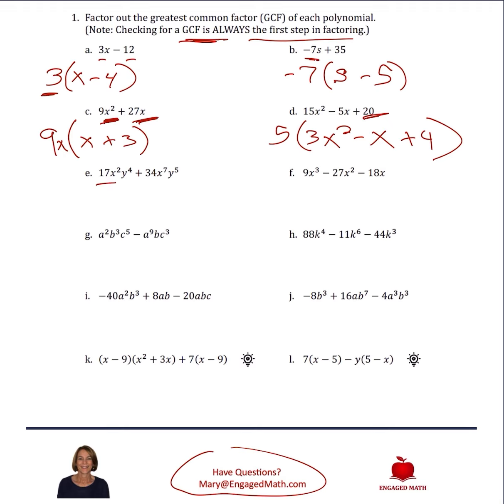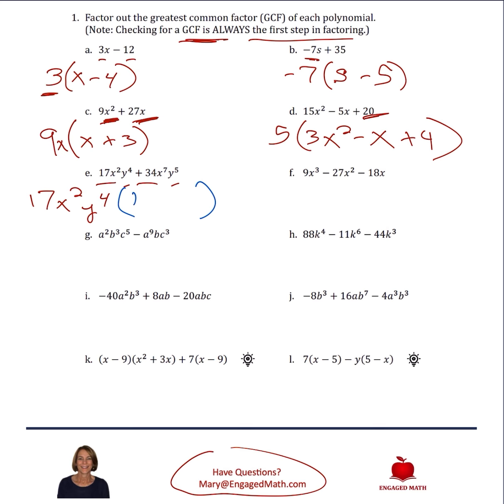Okay, the next one, between 17 and 34, you can take a 17 out. With x squared and x to the 7th, you could take out an x squared. With y to the 4th and y to the 5th, you can take out a y to the 4th. Okay, this one's a little bit tricky, because when you get to the parentheses, I'm going to change the color. The only thing you need to make sure is that you don't just skip that first position.